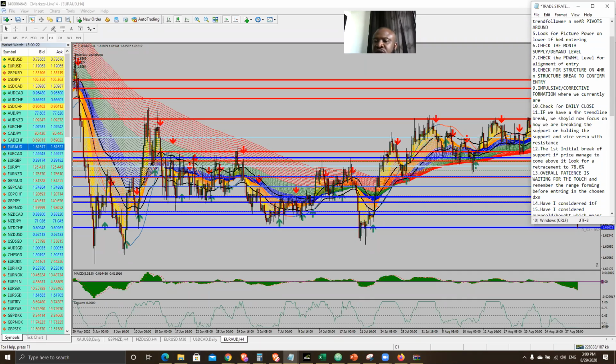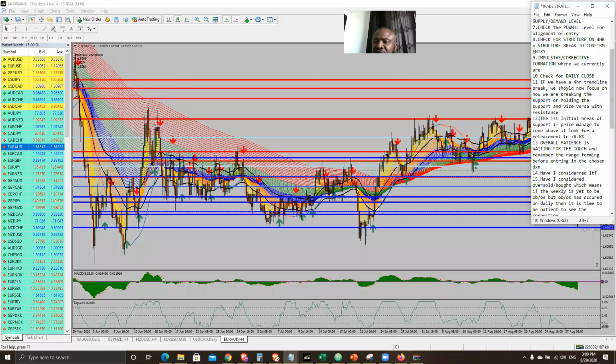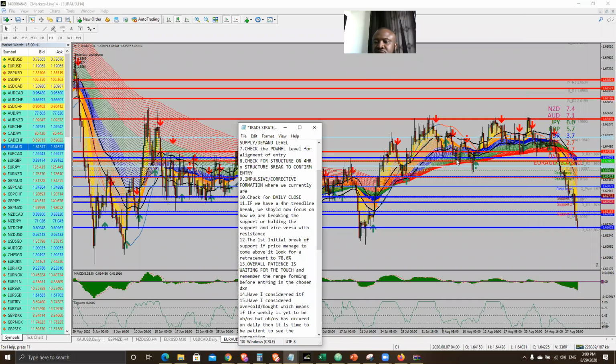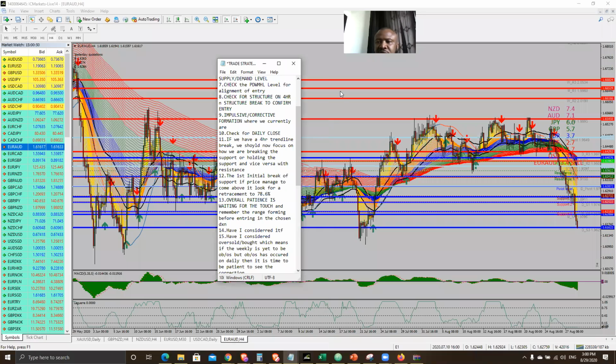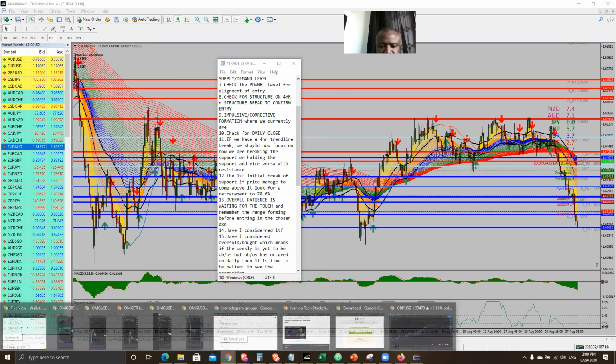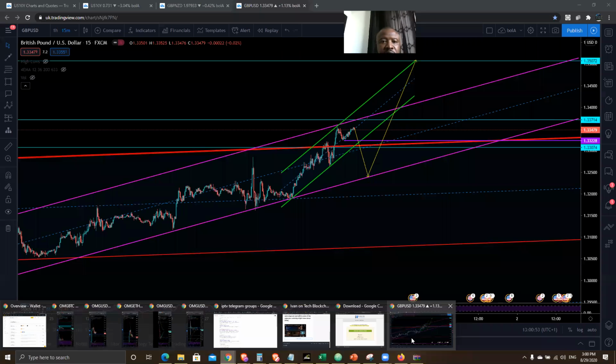If we have a 4-hour trend line break, we should now focus on how we are breaking the support or holding the support, and vice versa with resistance. The initial break of support, if price managed to come above it, all right, so something like this. There's a support over here. If we break it and price comes back up, I'll be looking for a 78.6 retracement.